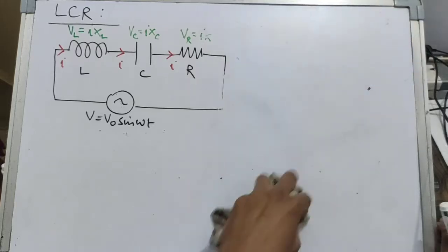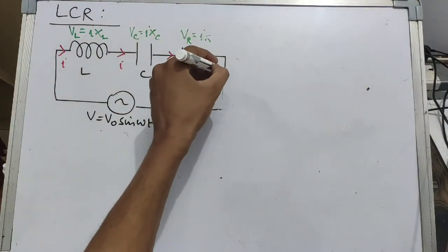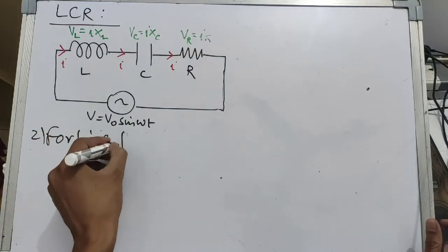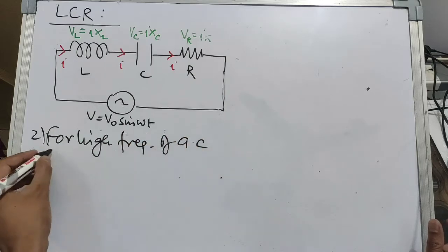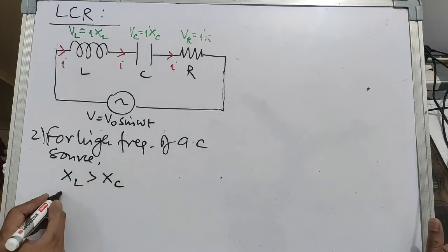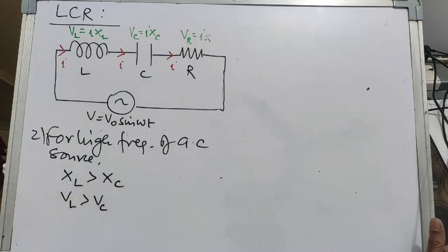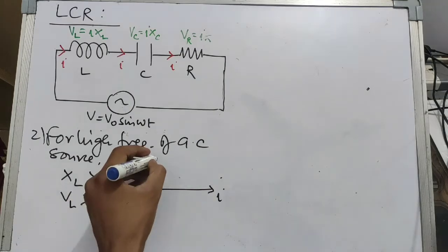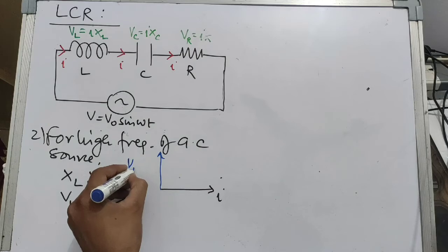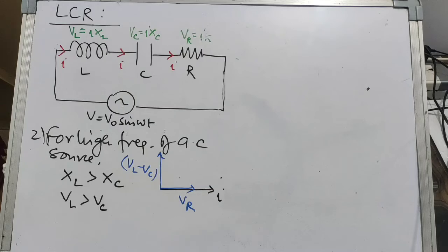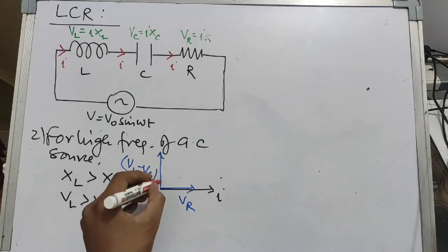in that case XL will be greater than XC, because for high frequencies. So, second case, for high frequency of the AC source, XL will be greater than XC, then in that case VL will be greater than VC. So the resultant of VL and VC, along with the current I, this will now be VL minus VC, and this will be VR.